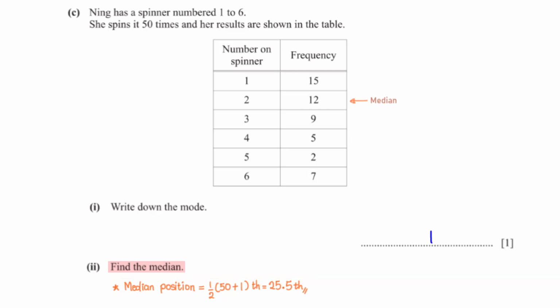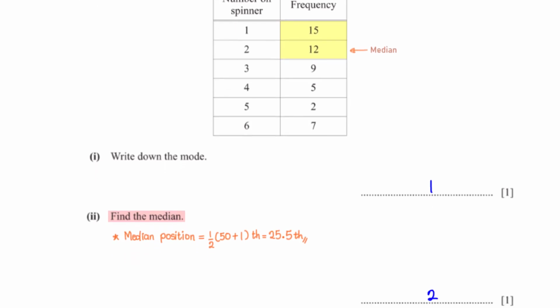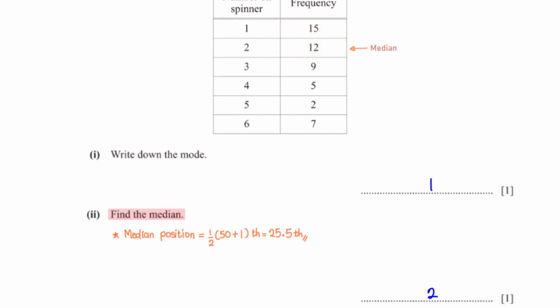From the table, to get the numbers in these positions, we start adding the frequencies from the lowest number. So 15 plus 12 is 27. This means the numbers in the 25th and 26th positions are both 2. So the median is 2 plus 2 divided by 2, which is 2.